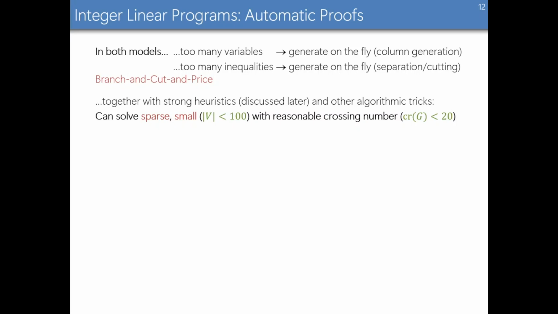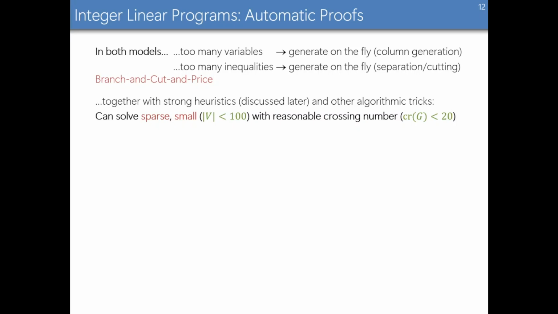We are able to solve simple, sparse graphs that do not have a high crossing number. These are just rough values. I could just write any other number here as well. All of these numbers are lies, essentially, because there are graphs with these parameters which are easy to solve and others which are hard to solve. That's just kind of the rough estimate of what you can actually do with them.